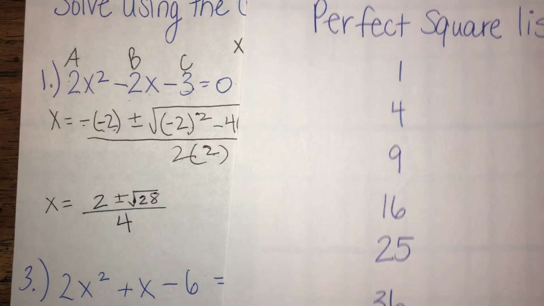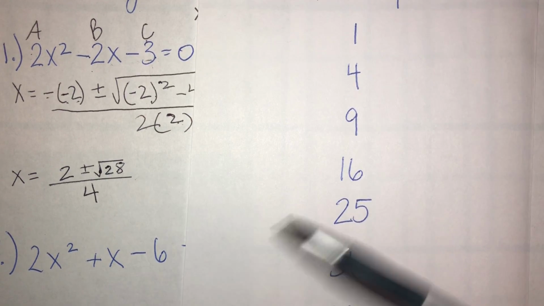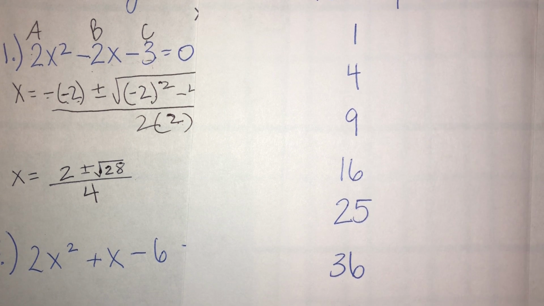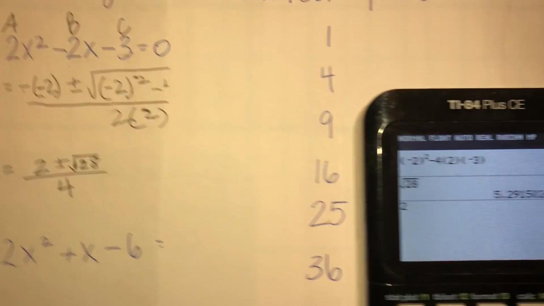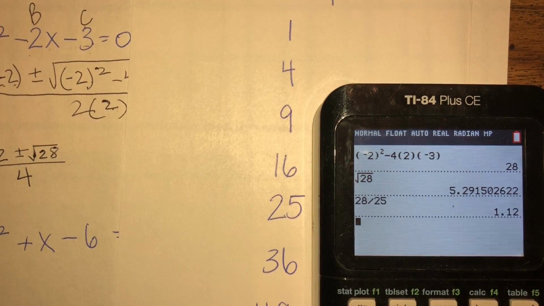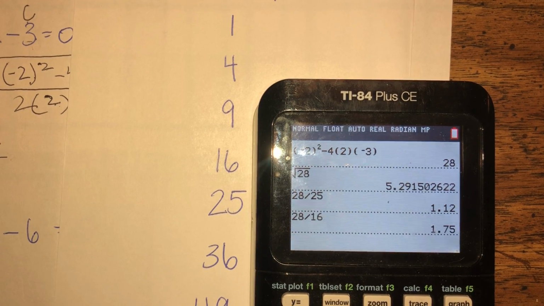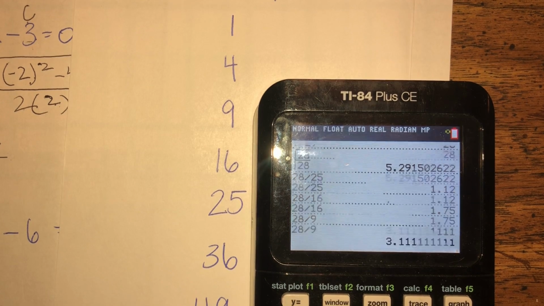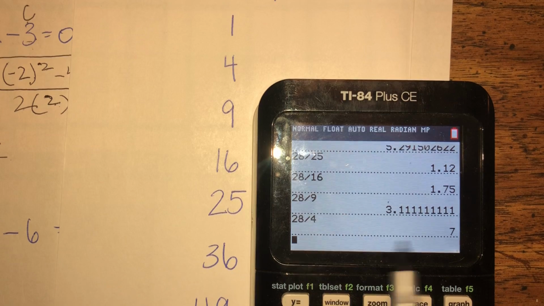So we're going to pull out our perfect square list and decide, if I have 28, which one of these perfect squares can I pull out of the square root of 28 that won't leave a decimal? For example, 28, take out a 25, that's not going to be our match because it leaves a decimal. If I do 28, take out a 16, not going to work. 28, take out a 9, nope. 28, take out a 4, that's the one we're looking for, okay?